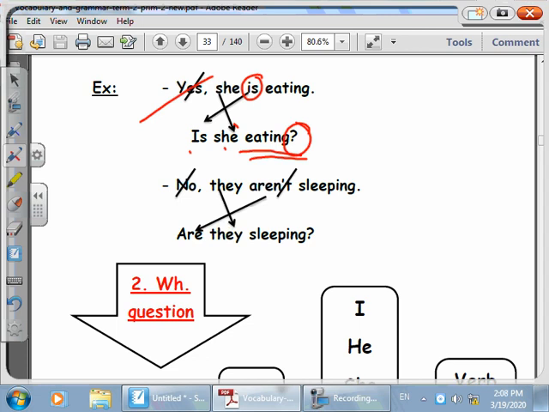If I have an answer with no, what shall I do? The first thing is to cross the no. No, they aren't sleeping. I cross the negative here. Then I will make a scissor. Here I will start, of course, the R will go down here. It will be capitalized. Are they sleeping? And this is the end. At the end, I put what? I put a question mark. Very good.